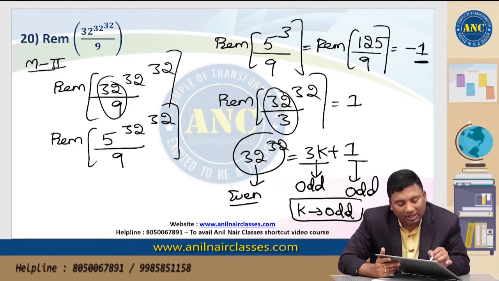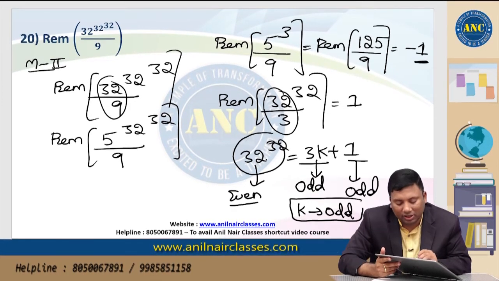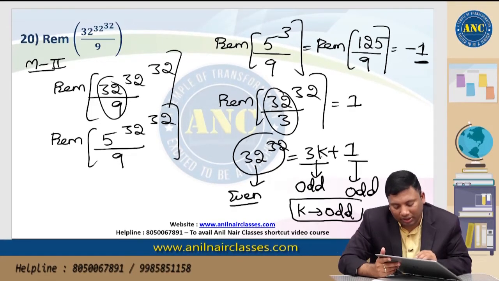So I divided 32 power 32 by 3: 3 11s are 33, minus 1. Minus 1 to an even power is plus 1. 32 power 32 is 3k plus 1. 32 is an even number, 1 is an odd number, 3 is an odd number. Odd into something should only be odd, and odd plus odd only is even. So k should be an odd number.